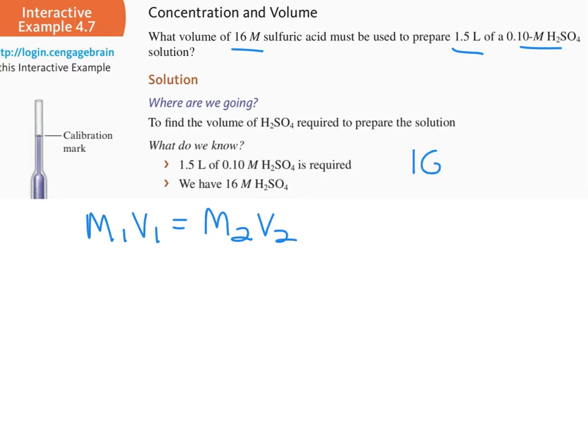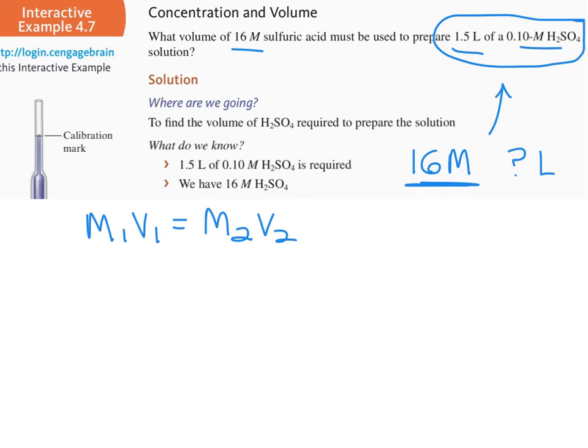And then in the problem, here's the situation. We have 16 molar sulfuric acid, and that's how it usually comes to us from a chemical company. But in a lab, we only want to use 0.10 molarity. And so we needed to dilute this 16 molar, and we only want 1.5 liters of it. So the question is, how much of the 16 molar do we need to use to make this?